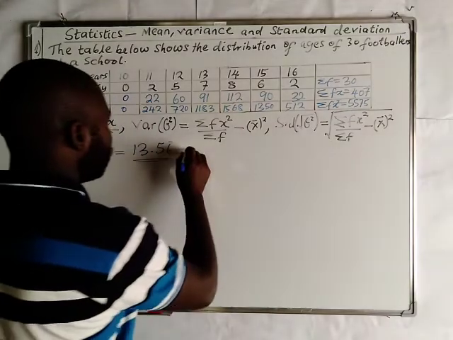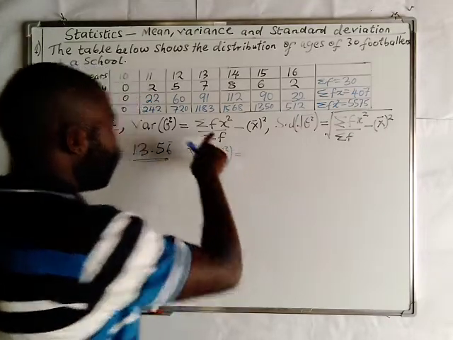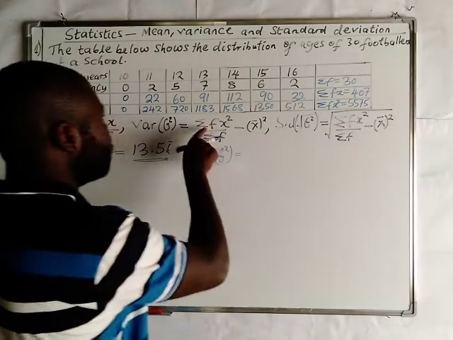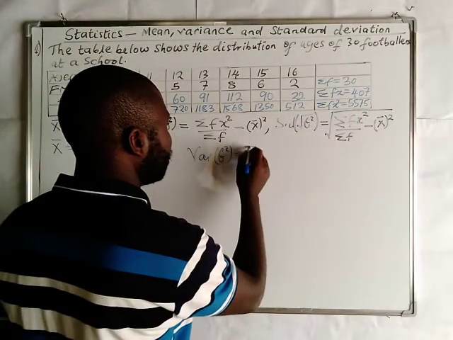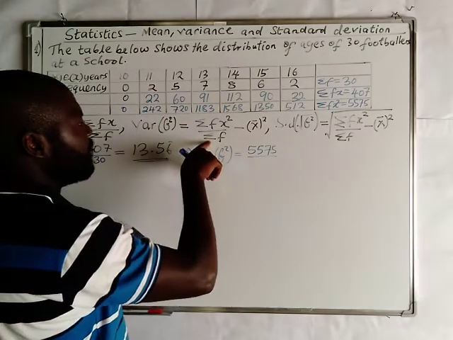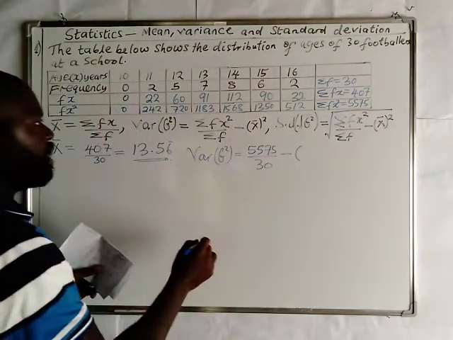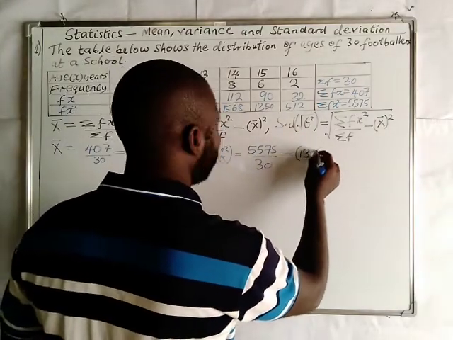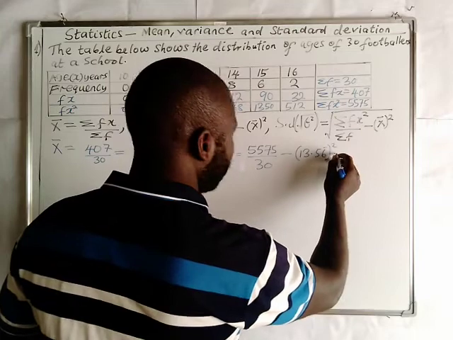We look at the variance. For the variance we have the sum of fx square, which is 5575, over the sum of the frequencies, which is 30, minus the square of the mean. The mean is 13.56 bar. Now we square this one so that we get the variance.